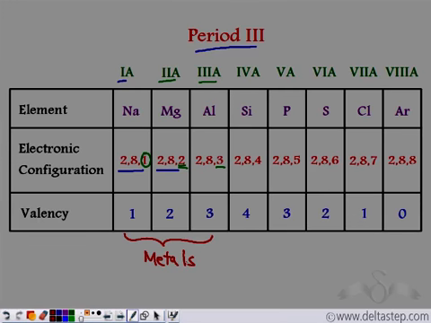Silicon has 4 electrons in the valence shell. It neither gains nor loses electrons. Instead, it shares 4 electrons. This is known as metalloids. Phosphorus has 5 electrons in the valence shell. It can gain 3 electrons to complete its octet. Its valency is 3. Sulfur, 6 electrons, gains 2 electrons again to complete its octet. Chlorine has 7 electrons in the valence shell, gains 1 electron. So the elements that gain electrons to complete their octet are known as nonmetals.